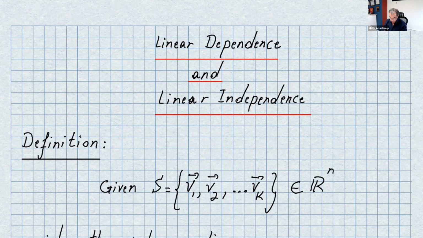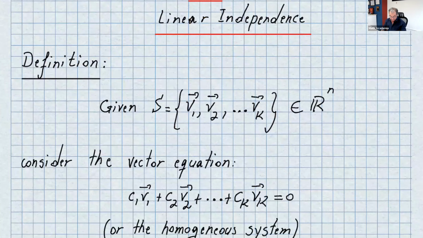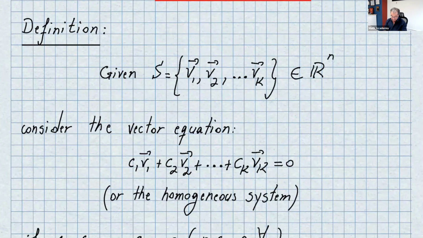In this lecture, I want to talk about linear dependence and linear independence of vectors or vector sets. So let's go over the definition. Again, you have a vector set, and I call that S in Rn, and consider the vector equation C1v1 plus C2v2 plus ... Ckvk equals 0. And this is sometimes just a homogeneous system.